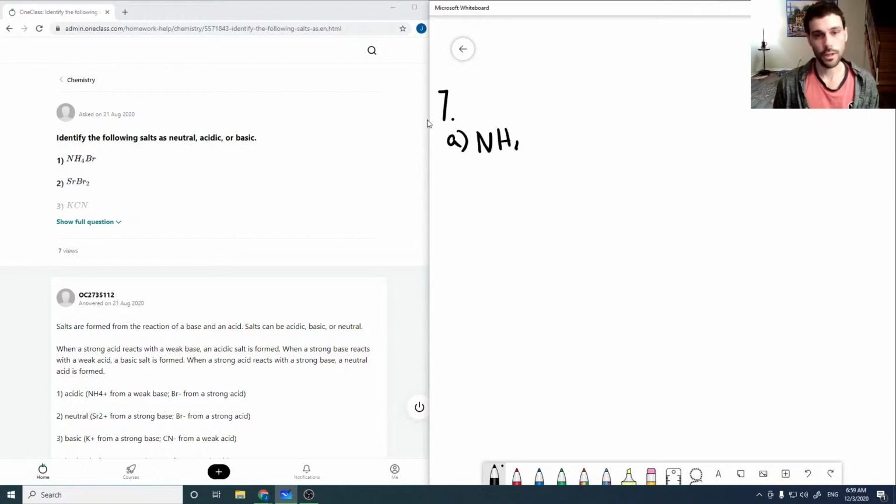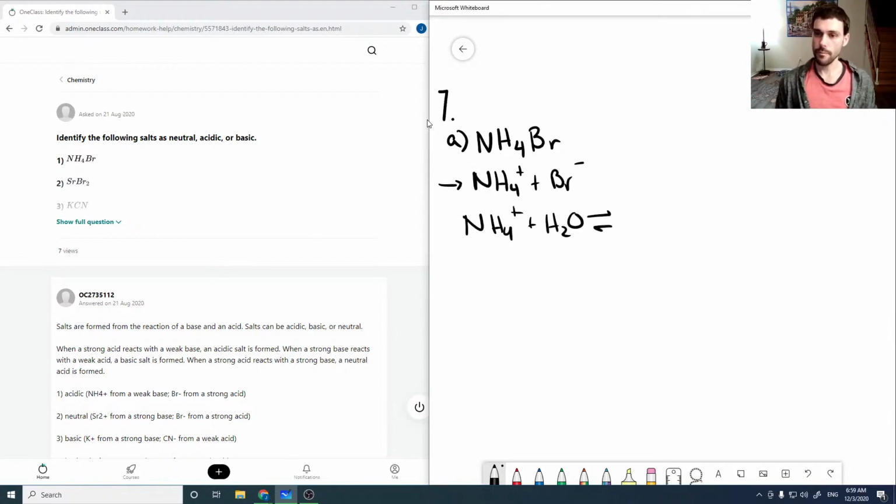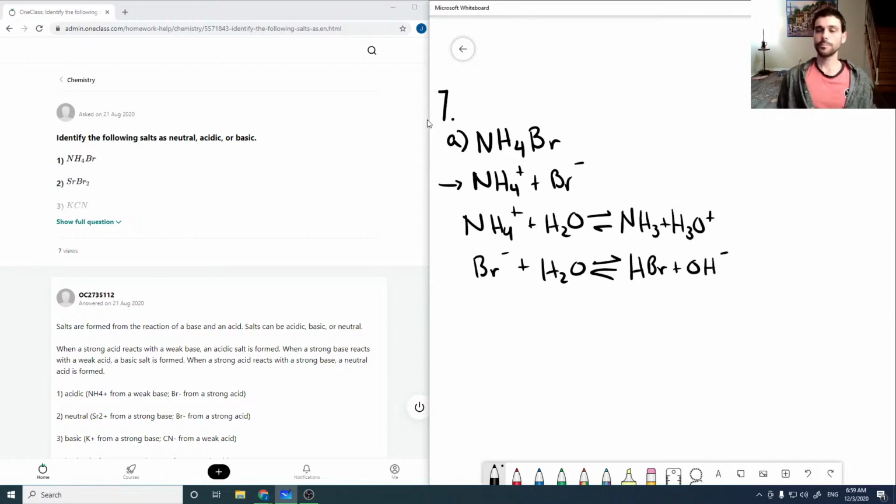Okay, so the first one is NH4Br. This is going to completely dissociate into NH4 plus and Br minus. NH4 plus is an acid, or it's a weak enough acid that we're going to get H3O plus. Br minus, if we try to write an equilibrium expression, is going to be HBr plus OH minus.